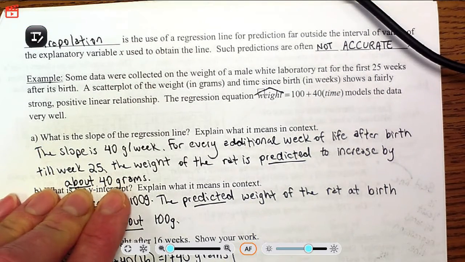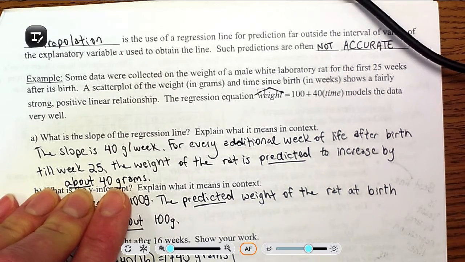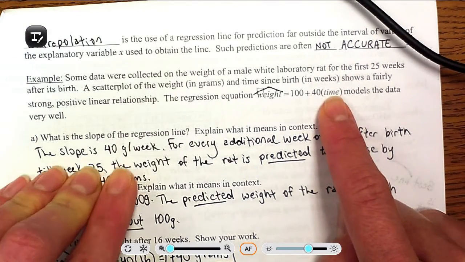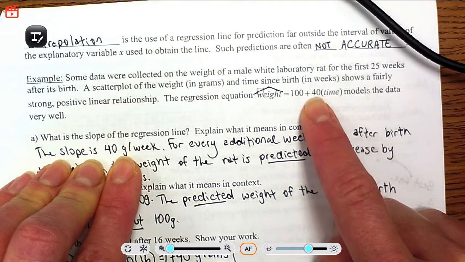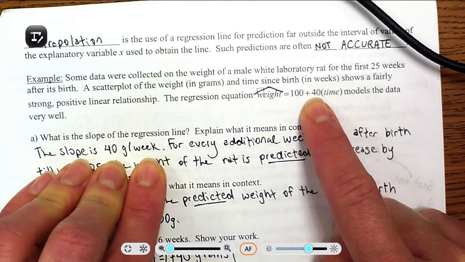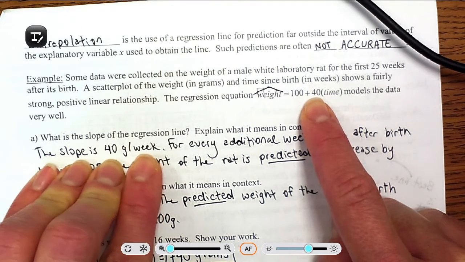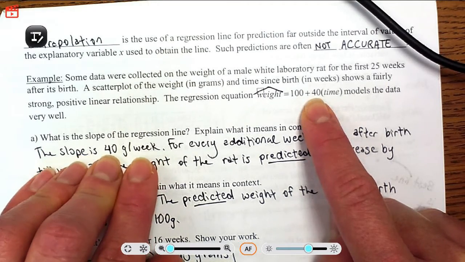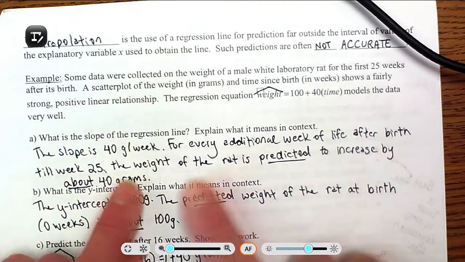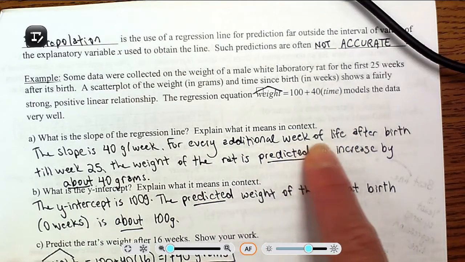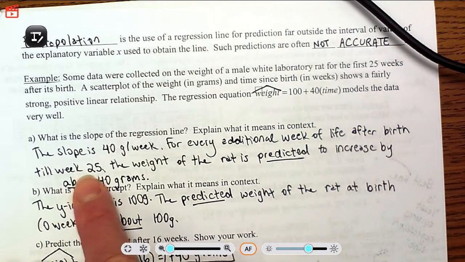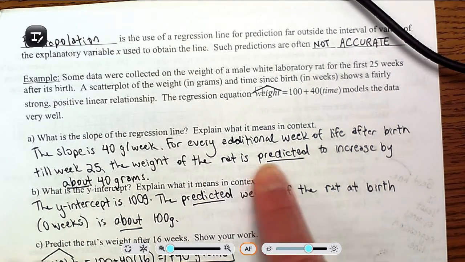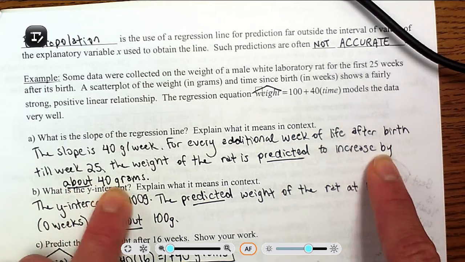Remember that we're saying for each 1 unit of x, there's approximately an m increase or decrease on y. So we're going to say for each 1 week, the rat approximately gains 40 grams per week. So here's just a little summary off to the side. The slope is 40 grams per week. For every additional week of life after birth till week 25, the weight of the rat is predicted to increase by about 40 grams.